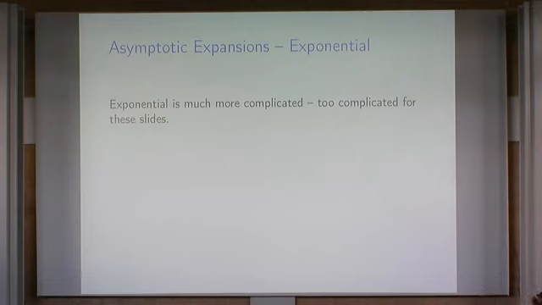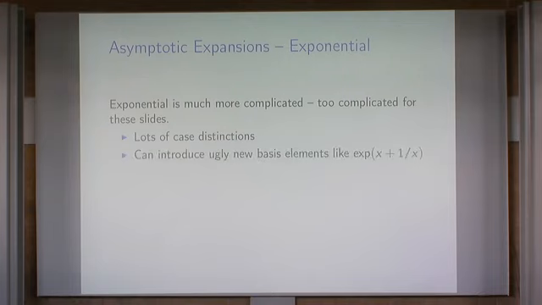And the exponential is a lot more complicated, so it's a lot of case distinctions, and you can get ugly new basis elements like this. So the logarithm was very nice because you always got just a logarithm of a basis element you already had, so that's very easy. In fact, the algorithm is such that all the logarithms you get are iterated logarithms of x. But with the exponential you can get really ugly stuff like this.